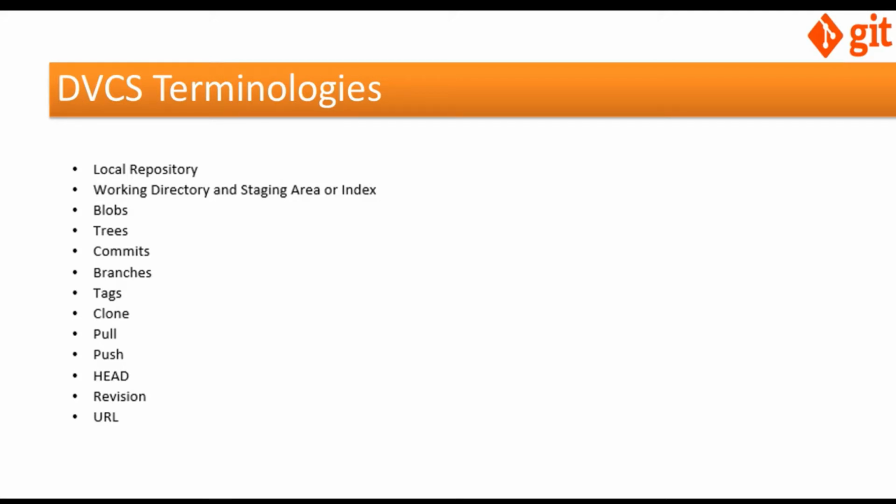A staging area is again in local, where we make any file changes, and then we commit them locally. Every file has its index and it will be maintained. The add command will perform it, but once you do a push, which is not a working stage or index, it goes to a remote repository. Blobs, tree, commits, branch, tags, clone, pull, push, ahead, and revisions in URL. These are the terminology you'll use in upcoming sessions.